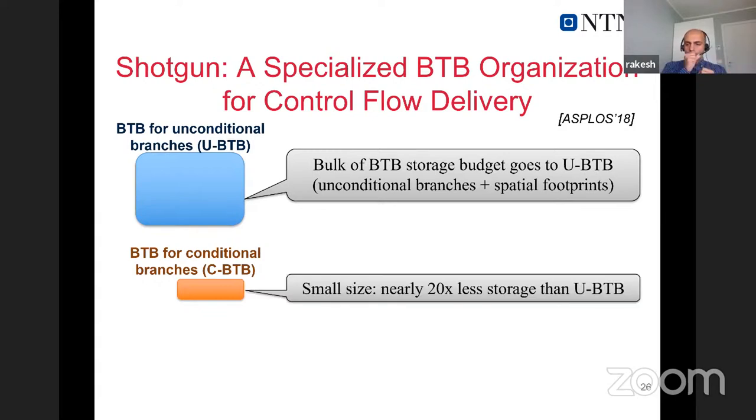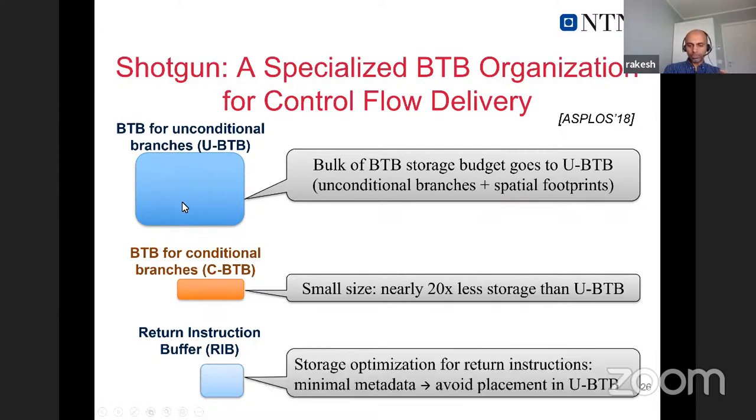This is about 20x smaller than the UBTB, because we only need to store branches within a region in this CBTB. And then we have our return instruction buffer for return instructions. Now, you can argue that return instructions are unconditional instructions and they are part of the global control flow, and that's correct. But they are special in the sense they don't read their target from the BTB. The target for return branches comes from the return address stack. So a large chunk of BTB will go to waste if we insert these returns into the UBTB. So this avoids that storage underutilization.